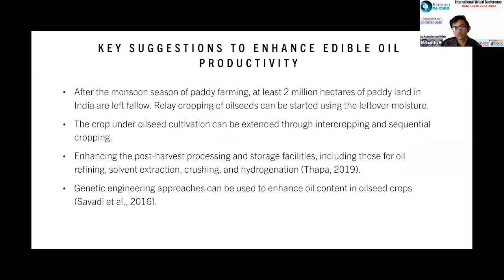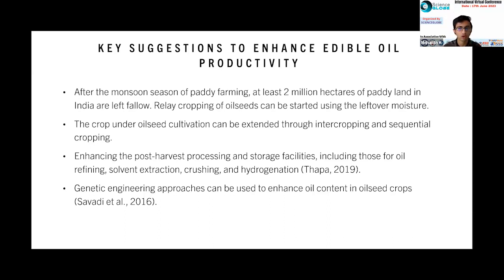So these are some suggestions which we collected from some of the literature. Of course, I'm not able to cover all the suggestions we have given in the paper due to time constraints, because I have to keep my presentation below 10 minutes. So these are some key suggestions we collected from the literature, and I'm providing them here for you.